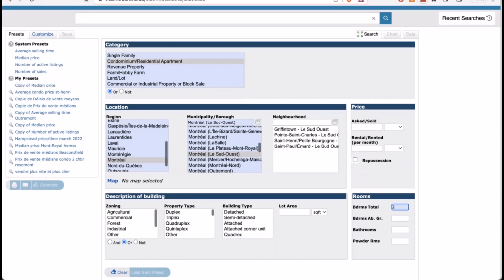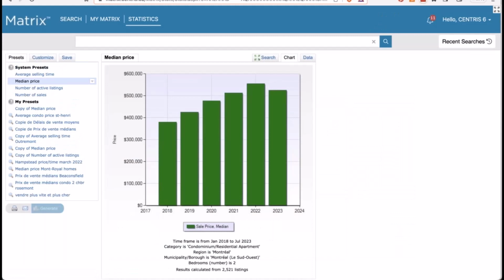And now we have to ask on the left here, so what system preset are we looking to illustrate? So we have some suggestions here: average selling time, median price, number of active listings, number of sales. So I'll do median price. That's often something we want to look at. And now it's possible to click on generate. So I'll click on generate. So now I have this graph here.